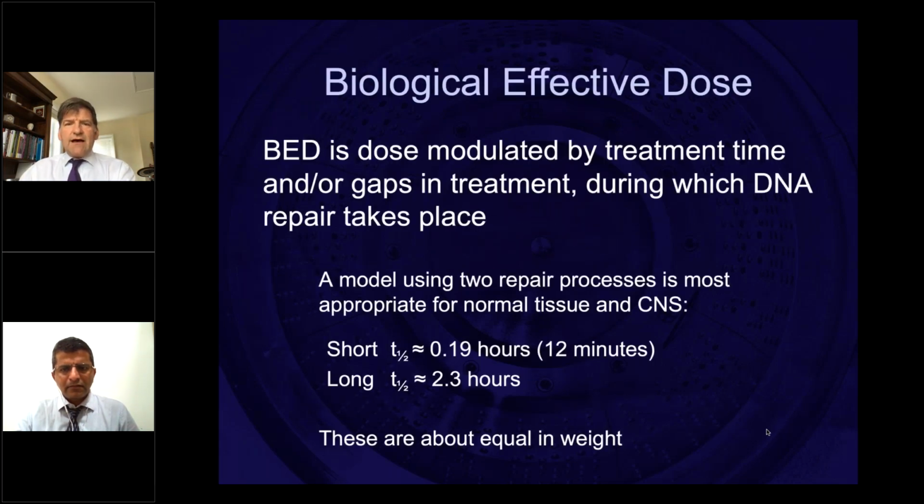So the radiobiology community has come up with the biological effective dose, or BED, which is physical dose modulated by treatment time and/or gaps in the treatment during which DNA repair can take place. A model using two repair processes is most appropriate for normal tissue and CNS. We have a short repair half time of about 0.19 hours, which is just 12 minutes, and a long repair half time of about 2.3 hours. And these are equal in weight.